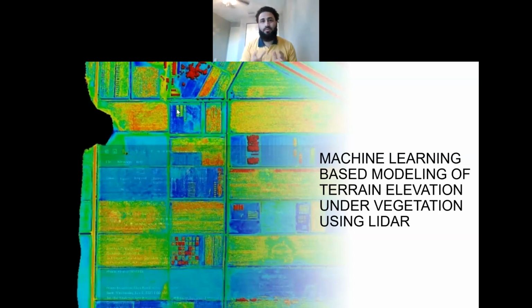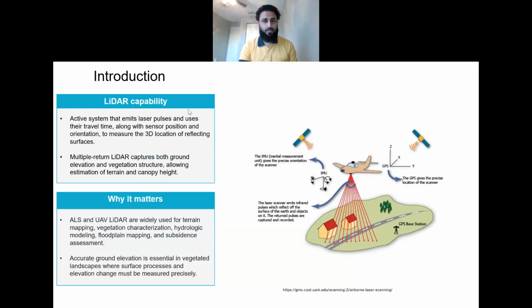The first stop for us was to look at the LiDAR data, because LiDAR is pretty high resolution data, and we can look at the soil subsidence that is happening. Now, a brief about LiDAR: from the electromagnetic spectrum, it is the infrared portion that we use.